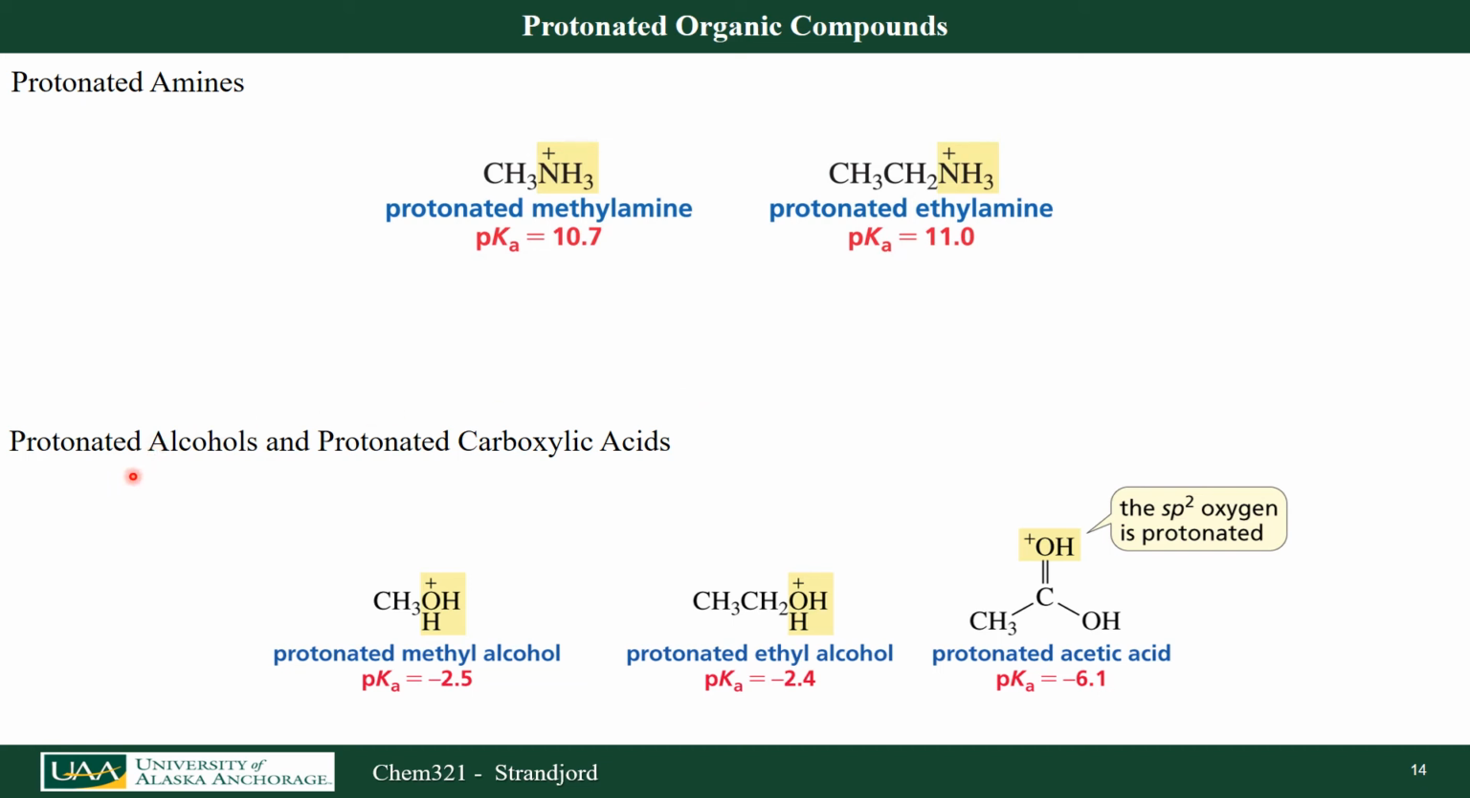Okay? I can also protonate alcohols and make them very strong acids, and I can also protonate carboxylic acids and make them even stronger acids. So if I take methanol and combine it with a strong acid, I form the conjugate acid of the alcohol, and it has a pKa value of minus 2.5. It's just about as acidic as HCl. If I take ethyl alcohol and protonate it, I now have a molecule that has a pKa of minus 2.4, a very strong acid. If I take a carboxylic acid and protonate it, I now have a molecule that has a pKa of minus 6.1. So I've actually synthesized very strong organic acids.